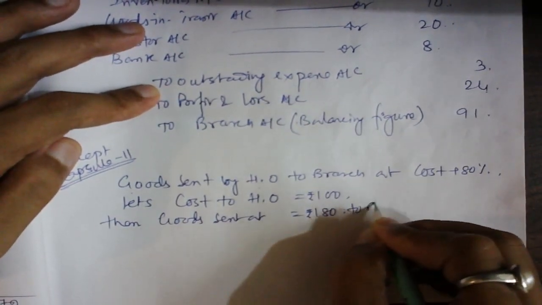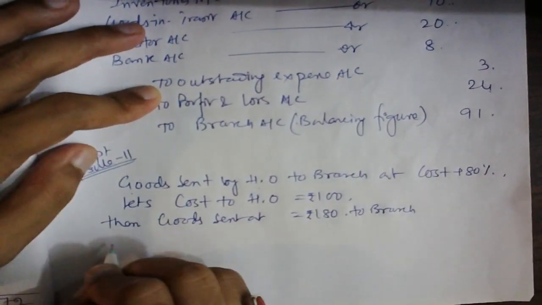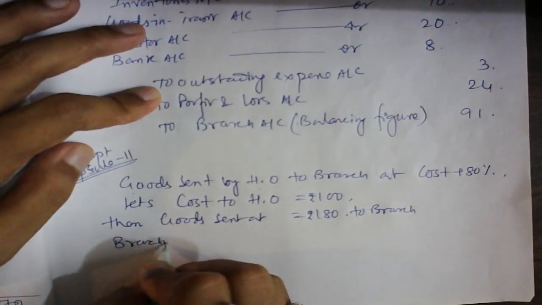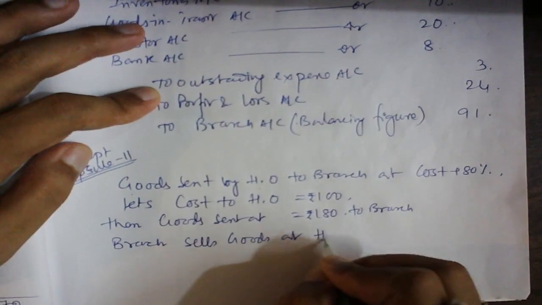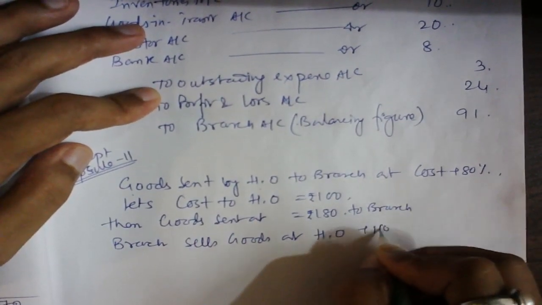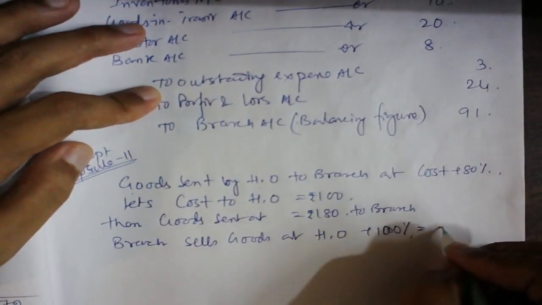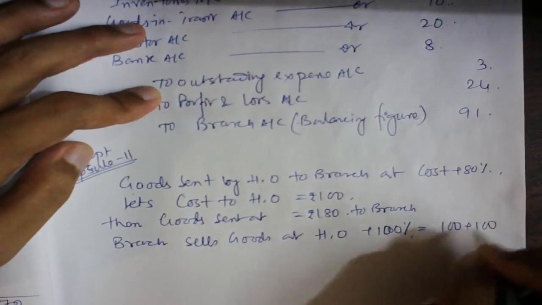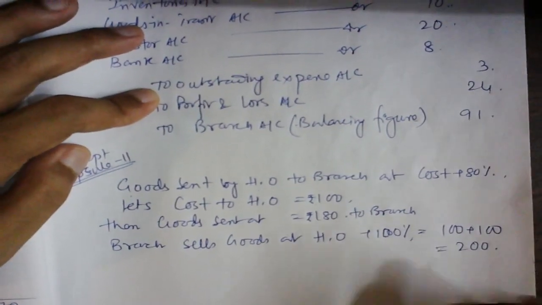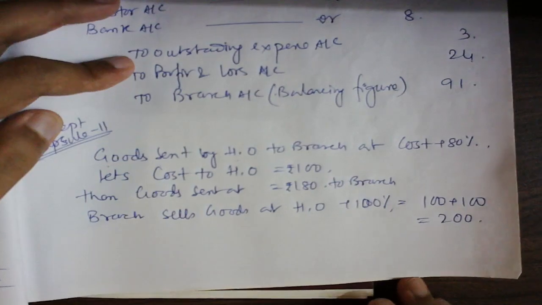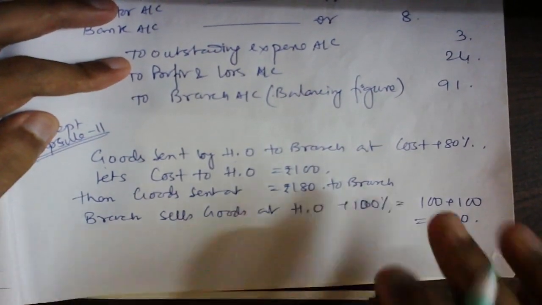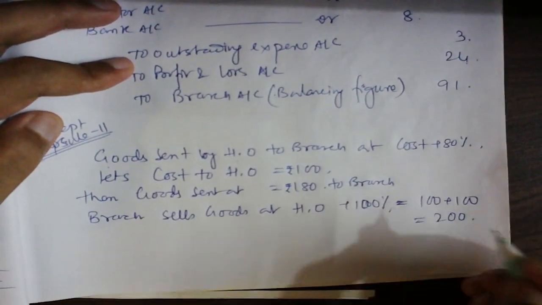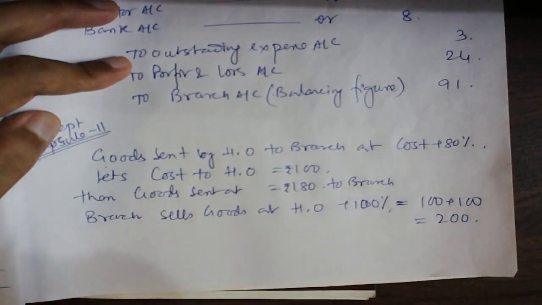You can write here to branch, and branch sells goods at HO plus 100%. It means HO का cost कितना, 100 plus 100 is equal to 200. Perfect. It is written branch sells the goods at HO cost plus 100, it means 200. Perfect. That is what they said.